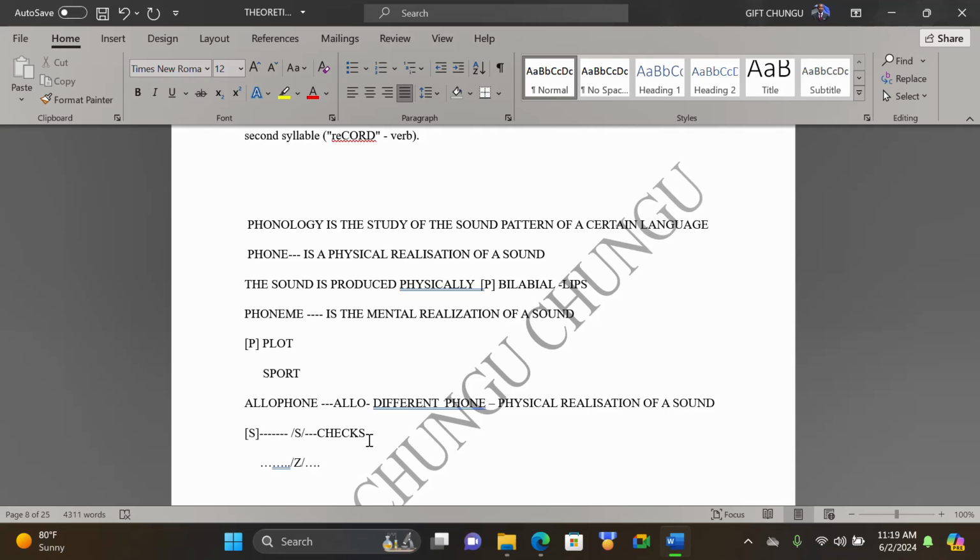The symbol for a phoneme. This is a phoneme. That is how we symbolize a phoneme. So we have those slant slashes. When we put slant slashes, we are trying to tell you that is a phoneme.